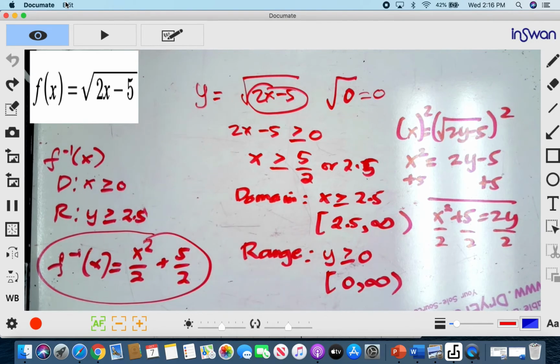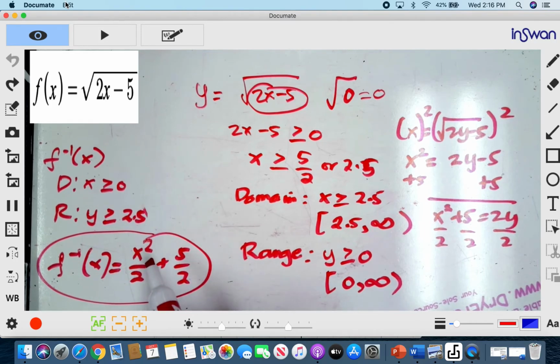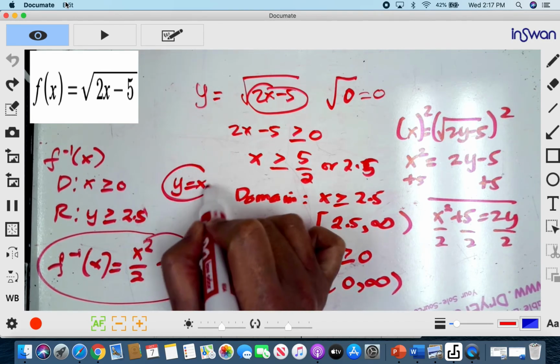Now, how is it possible that our domain specifically here is x greater than or equal to 0? Now, remember, we don't see a restriction here. x here can either be positive or negative. It can be positive 2, it can be negative 2. So I would be presuming that our domain here could be all real values of x. But remember, these are inverse functions. They should be symmetrical to the line y equals x.